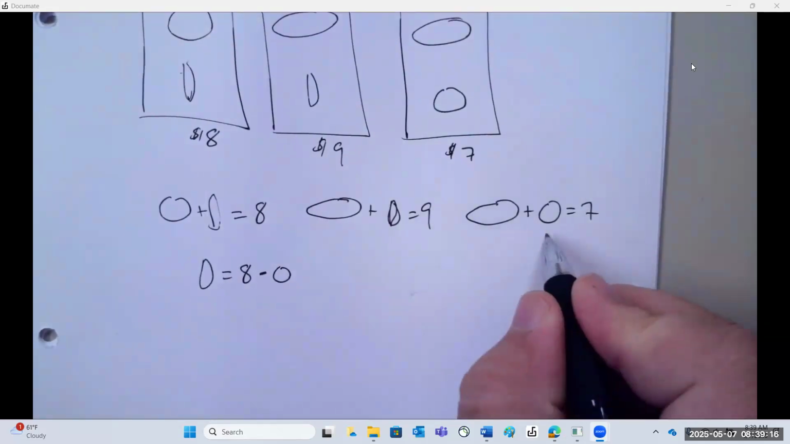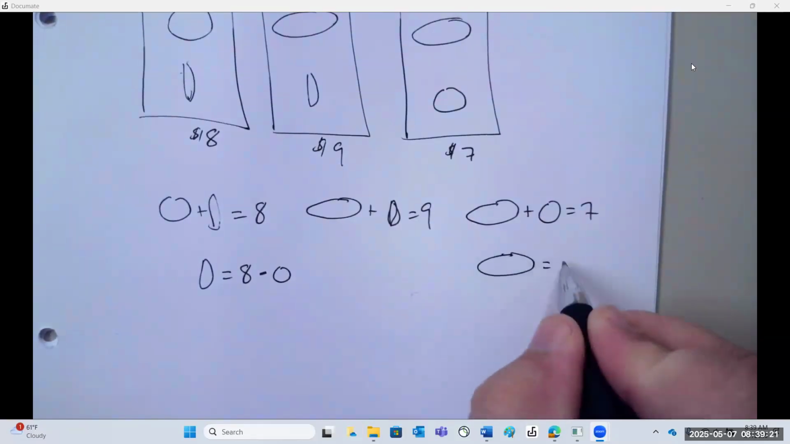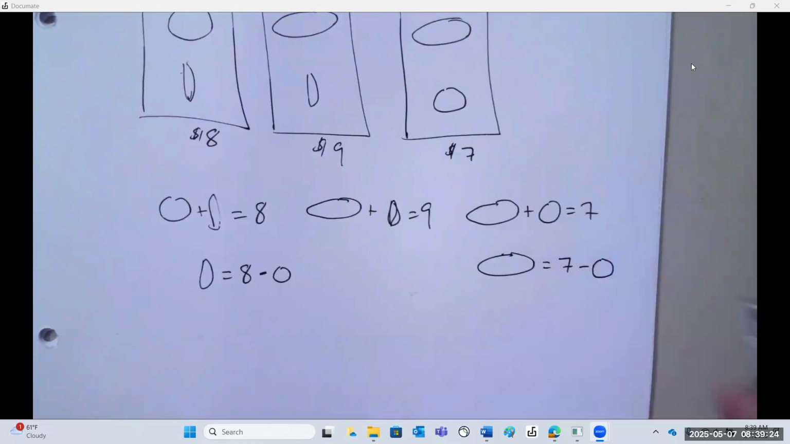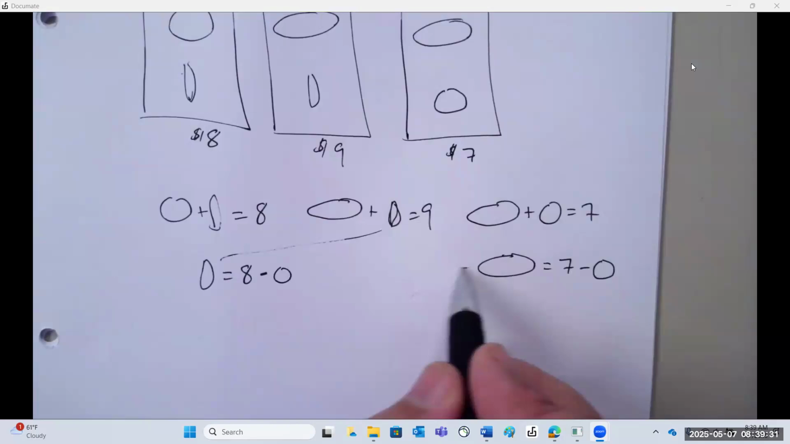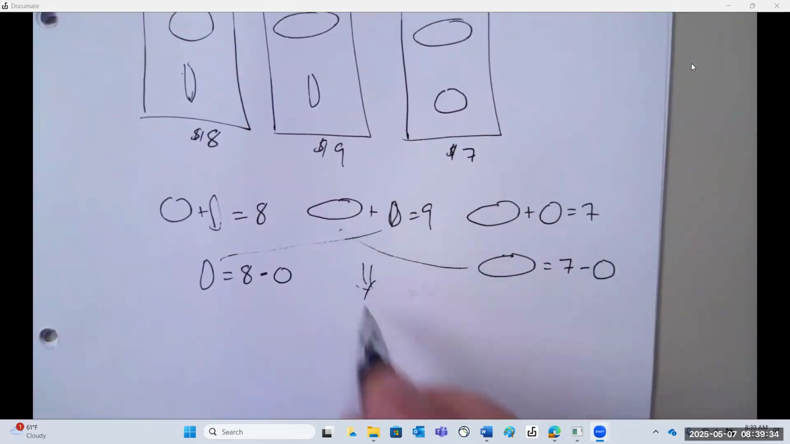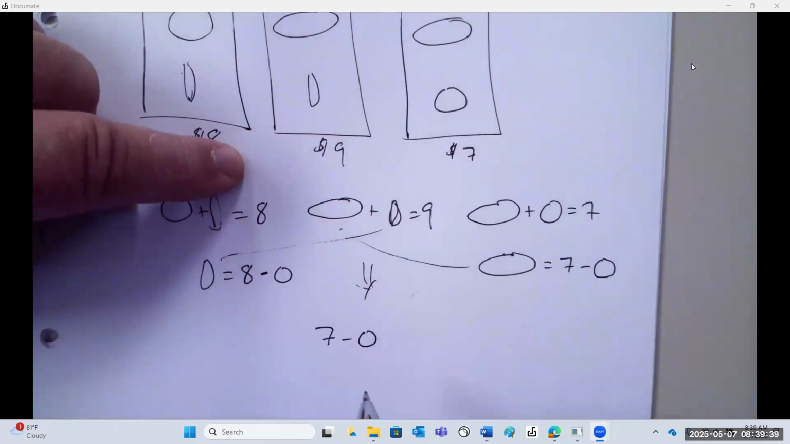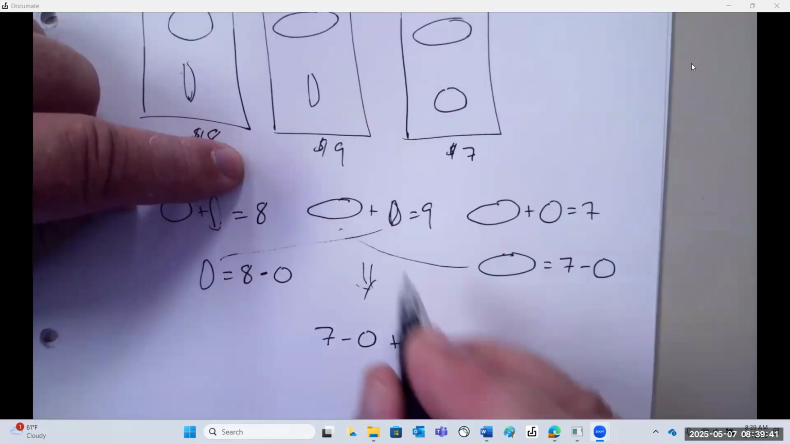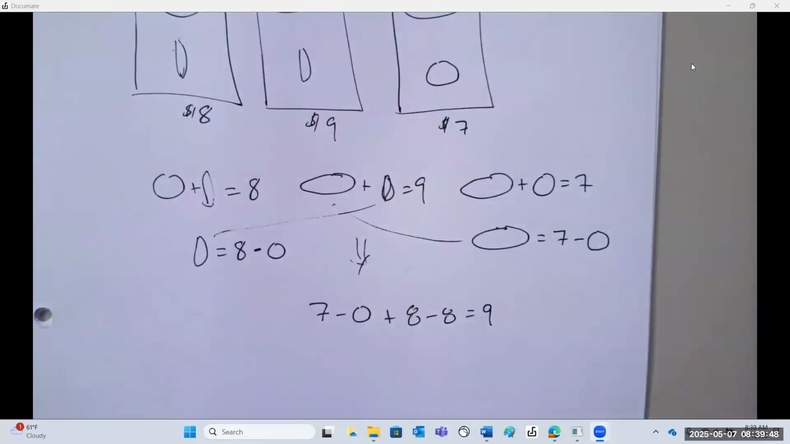Let's look at this last one. Let's solve for the watermelon. Why did I do that? Because now I can take both of these and plug them into the middle one. A watermelon is 7 minus the circle, plus the flower, which is 8 minus the circle, and that equals 9.